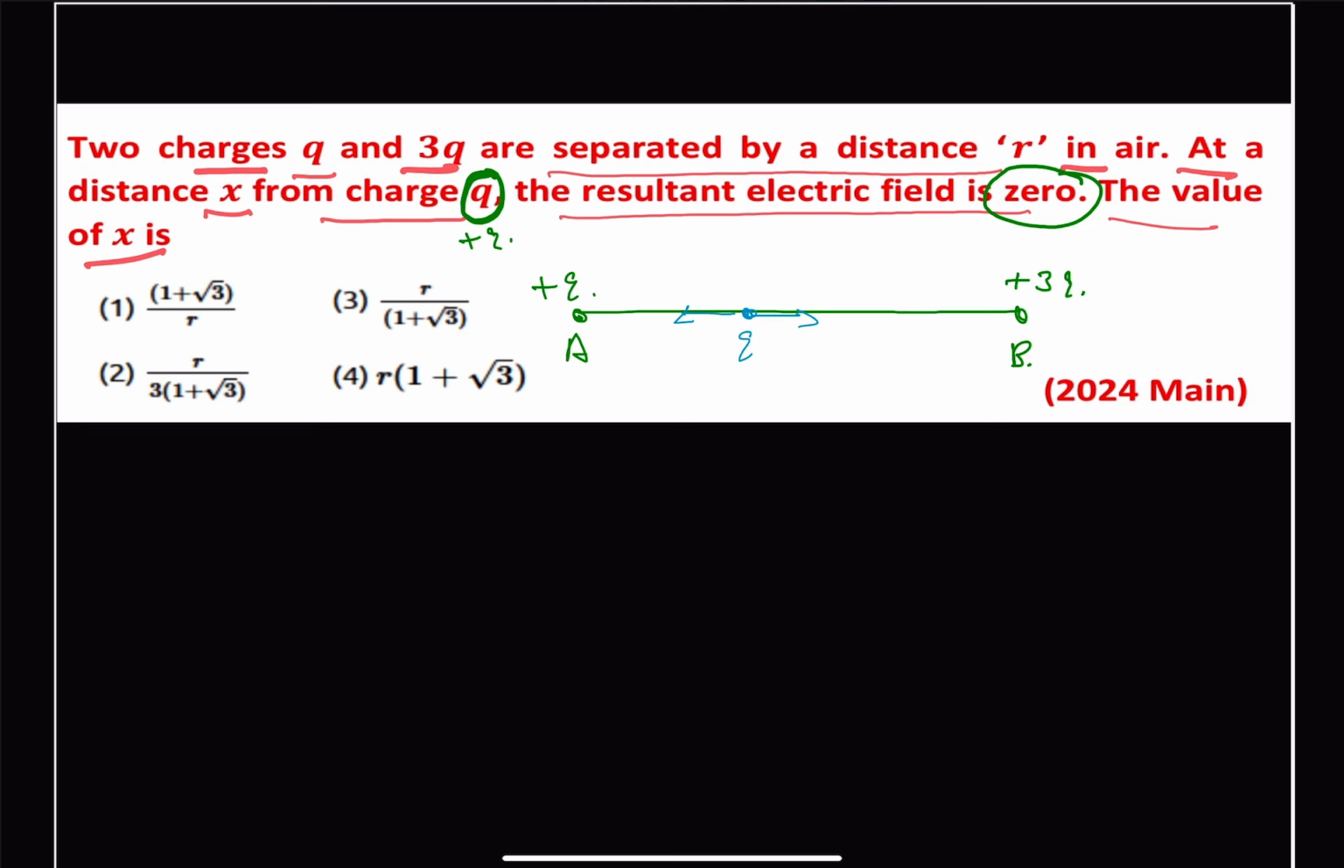Then the net electric field will be equal to 0. If the point lies somewhere outside, because of this Q the field will be in this direction, and because of this 3Q it will also be in the same direction, as is true on the other side too, because of the force of repulsion it will be in the same direction. So it should be lying somewhere in between the points A and B, and this distance is given as x, and the total distance is given as r. So this will be our r minus x.